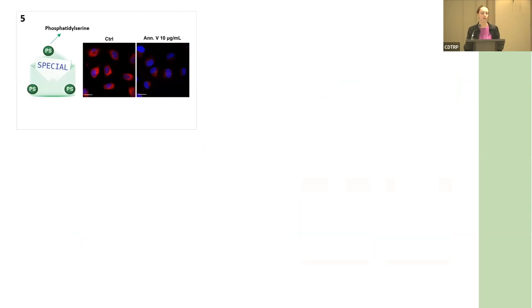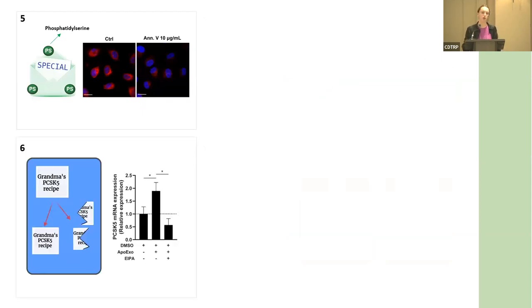We also demonstrate that phosphatidylserine expressed on the surface of the apoexo is a key element controlling their uptake. Blocking phosphatidylserine reduces the uptake by endothelial cells. Our last step was to look at the transfer of mRNA. We wanted to know if the content of the letter was destroyed or not once in the mailbox. To do so, we look at PCSK5 mRNA expression in endothelial cells treated with apoexo and observe an augmentation in this condition. But when we block macropinocytosis, we observe a reduced PCSK5 mRNA.